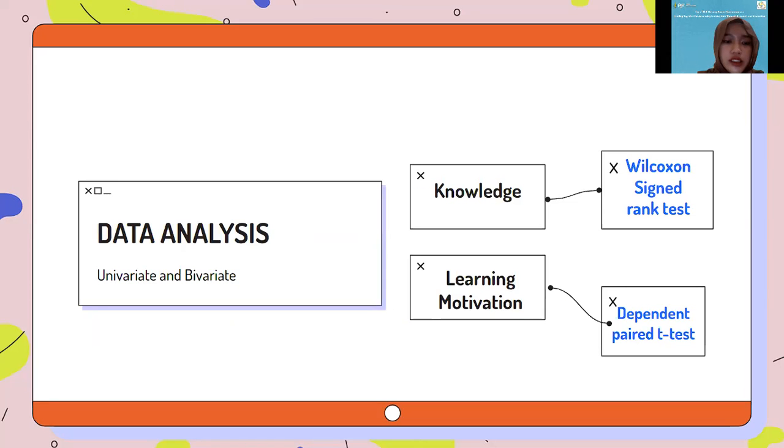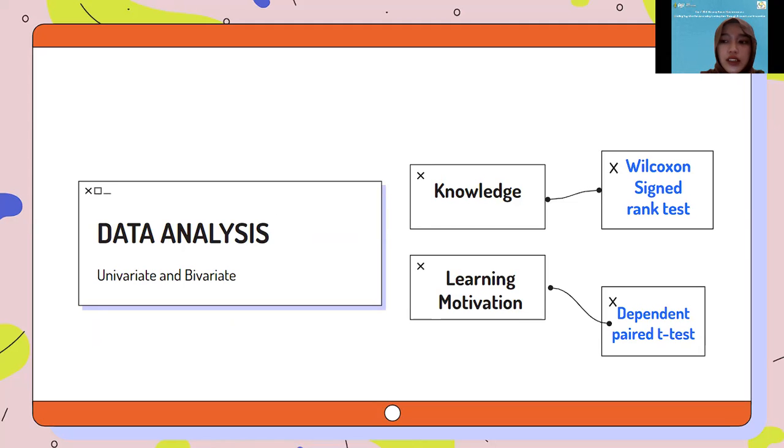So what about the data analysis? The data analysis we use is univariate and bivariate. Univariate analysis was used in the form of frequencies and percentage distribution to describe the characteristics of the sample. In contrast, bivariate analysis with different tests was used to determine the difference in each pretest and post-test score.